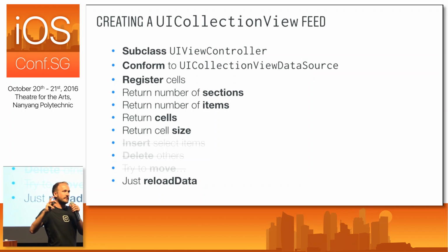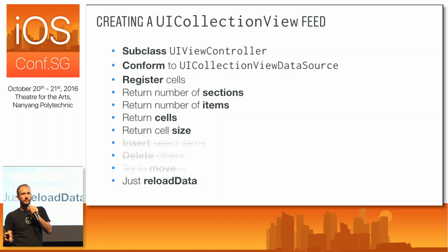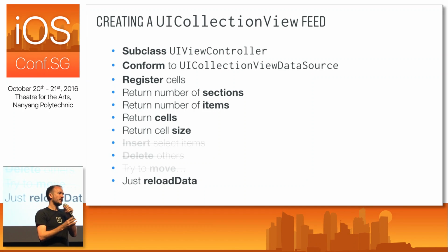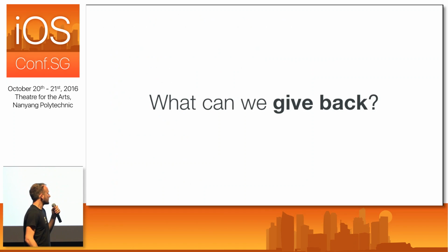And we eliminated all of this. We were able to build feeds now where we don't have to worry about doing all of these granular operations. We can still get all of the awesome animations and not have to fall back to reload data or make really easy mistakes that everybody's made before. So like I said, what can we give back?